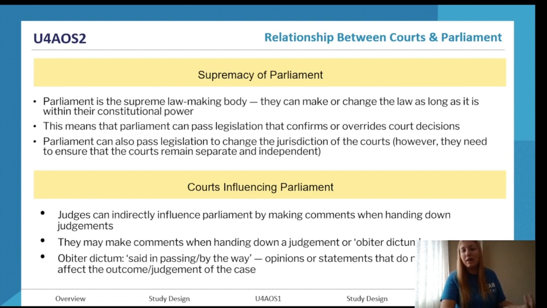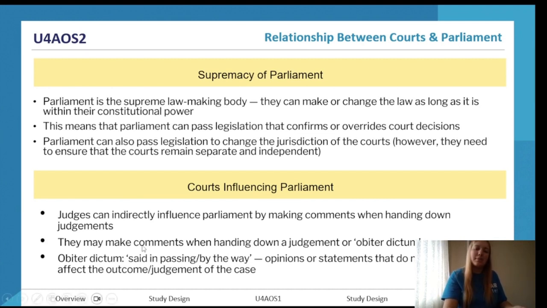Now, how about the courts? How do they limit Parliament, influence Parliament? They can make comments when handing down judgments, or obiter dicta comments. The Parliament might listen to this, and the judge might be saying, actually, there's no existing law in this area. You should create some laws in this area. Parliament may listen and create a law in that area with regards to the case. And they may make comments when handing down a statement or obiter dictum. So this is referring to that. Comments, and these are opinions or statements that don't affect the outcome or judgment of the case, but they can try to incite some change.